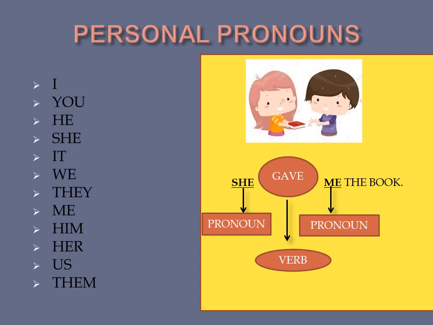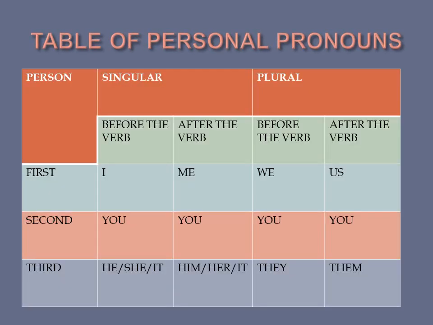Now we are going to discuss the table of personal pronouns. Okay. So as per person and as per number. Person means first person, second person, third person. And number means singular and plural. Singular means one and plural means more than one. So depending on these two, the pronouns frequently change.